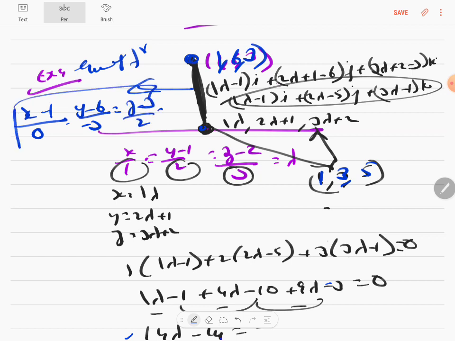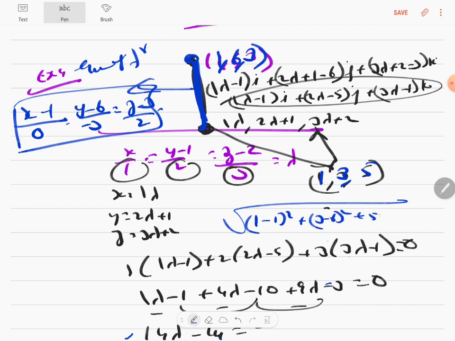So this gives you the Cartesian equation of the line. But find the length of the segment. If they ask you the length of this line, the blue colored line, it's the root of (x2 minus x1) the whole square plus (y2 minus y1) the whole square plus (z2 minus z1) the whole square, the root of (1 minus 1) the whole square plus (3 minus 6) the whole square plus (5 minus 3) the whole square.